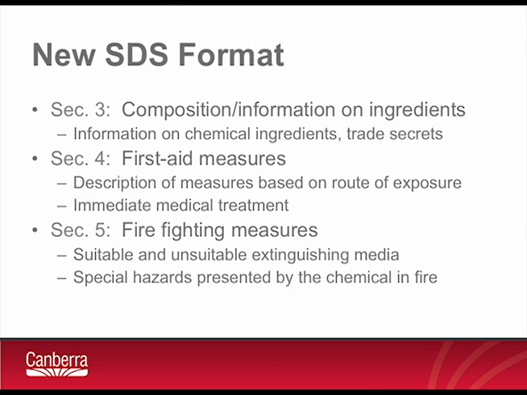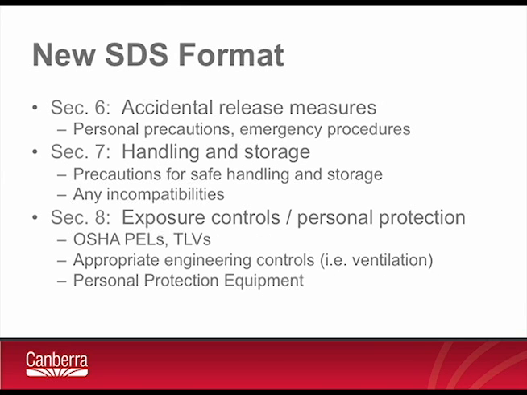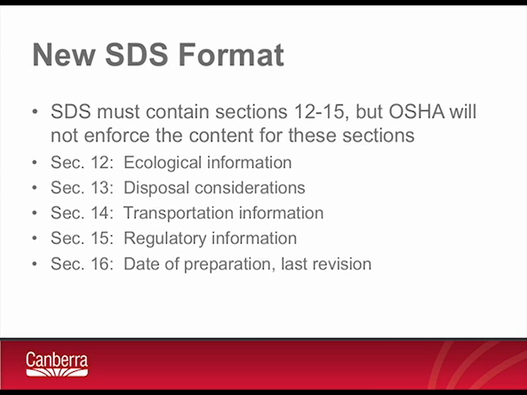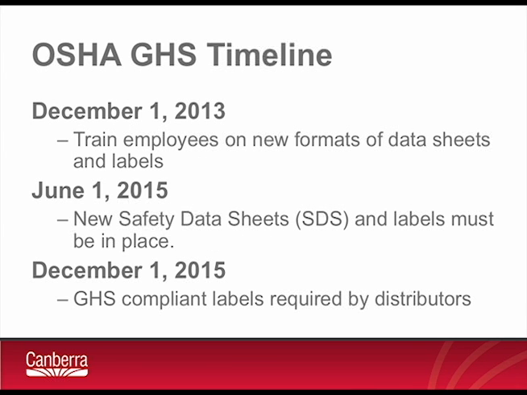Sections 3, 4, and 5 include information on the ingredients, first aid, and fire measures. Sections 6, 7, and 8 include the preventative and precautionary information. The next 3 sections include information on physical and chemical properties, stability and hazardous reactions, and toxicological information. Sections 12 through 16 must be included, but are not enforced by OSHA. Ecological information, disposal information, transportation, regulatory information, as well as the date of preparation or the last revision are included in these sections.